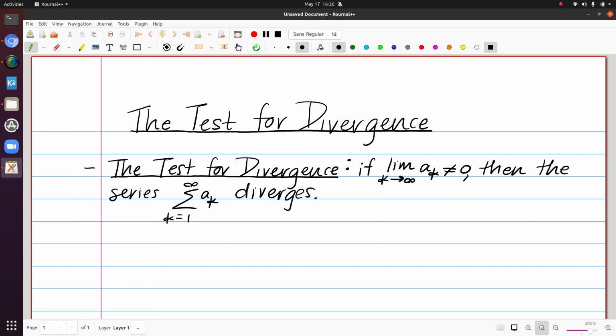In certain textbooks, this is also referred to as the nth term test. That comes from often writing it as the limit as n goes to infinity of a sub n. You're looking at the terms of the series. That's fine to call it that, but I actually prefer the test for divergence. The reason I like that is that it very much emphasizes that this is only used to conclude potentially divergence. We should never take the limit of the terms and use that to conclude convergence.